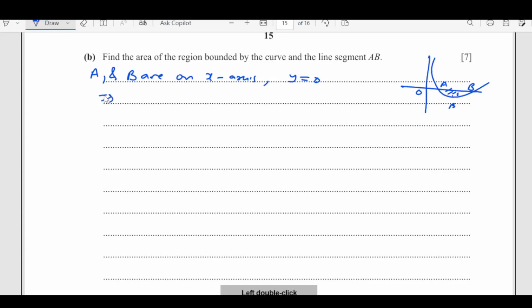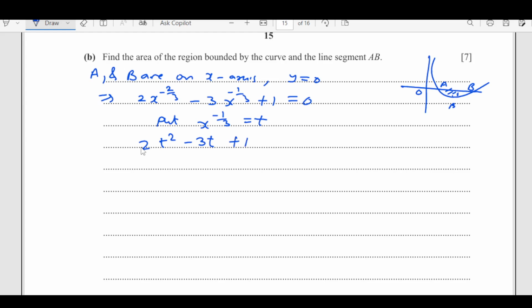So if y is 0, then that means 2 times this curve, whatever is given to us, x power minus 1 over 3 plus 1, this is equal to 0. Now we can substitute, put x power minus 1 over 3 as t. So this equation will become 2t square minus 3t plus 1. Now we have a quadratic in t. So we can make factors.